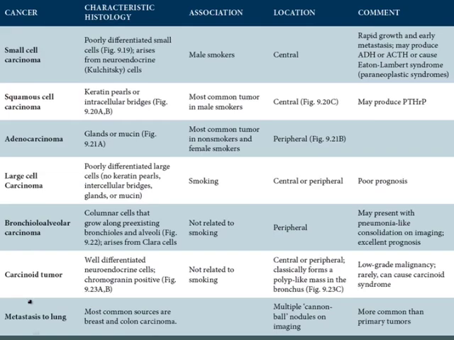Last point that I would like to make concerning the types of lung cancer is that we can also have metastasis to the lung. The most common sources are breast and colon carcinoma. When patients have metastasis to the lung, it usually presents as multiple cannonball nodules on imaging, so that you have multiple circular nodules within the lung, and metastasis is more common than primary tumors. So the lung is a common site for metastatic disease.